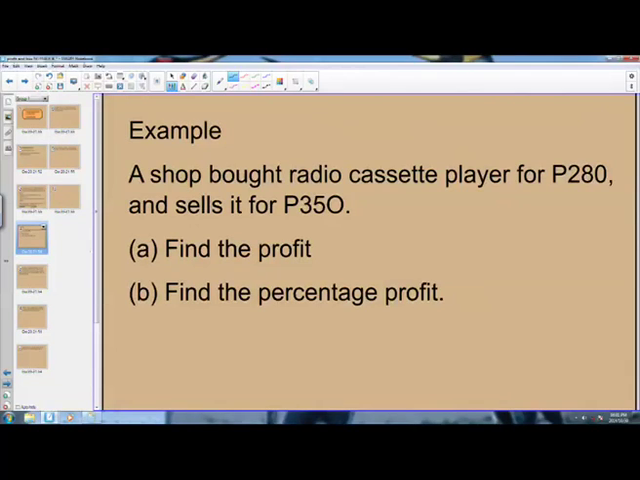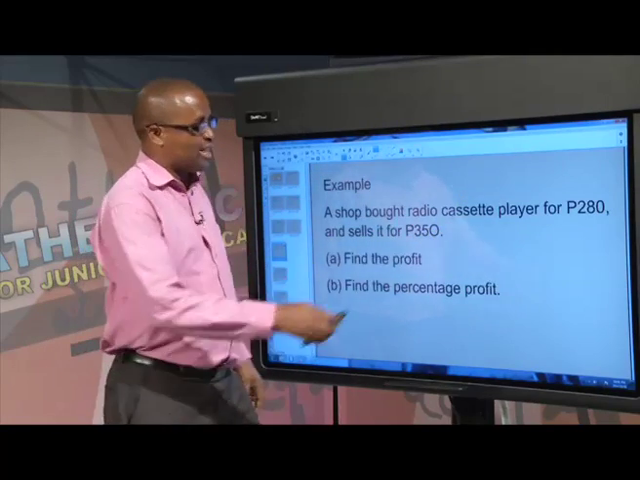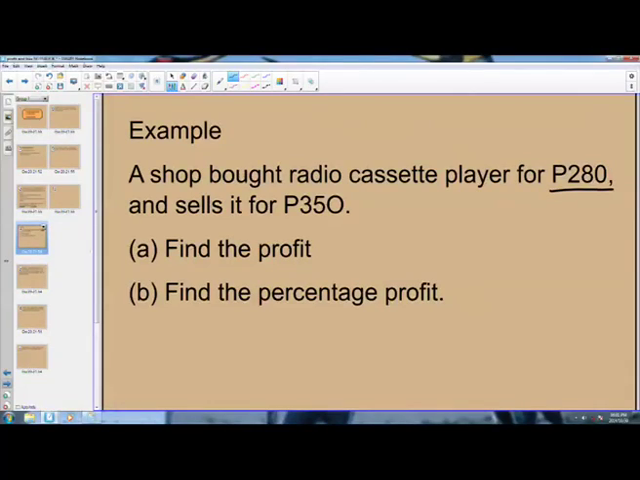The example says a shop bought a radio cassette player for 280 pula and sells it for 350 pula. Find the profit. That is the first question. Now, remember, we are saying a shop bought a radio cassette player for 280 pula. This is the cost price. This is the price that this person is buying this radio cassette for, 280 pula. This is the cost price or the original price. Then we have this 350 pula, which is the selling price. He is now selling this for 350 pula.